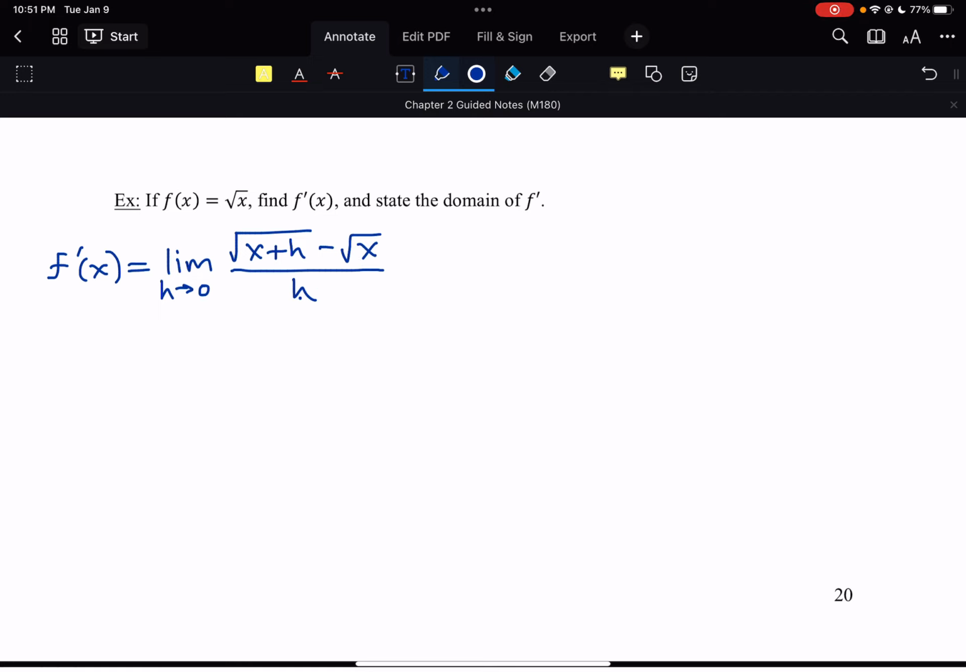And of course, as always, this one is not suitable for direct substitution. We need to manipulate this in some way. Here we have a sum or difference of square roots of radicals. So we can use a technique that we saw earlier in chapter 1 of using the conjugate. So we can go ahead and multiply by the square root of x plus h plus the square root of x. And we have to keep it balanced, so whatever we do to the top, we have to do to the bottom as well.